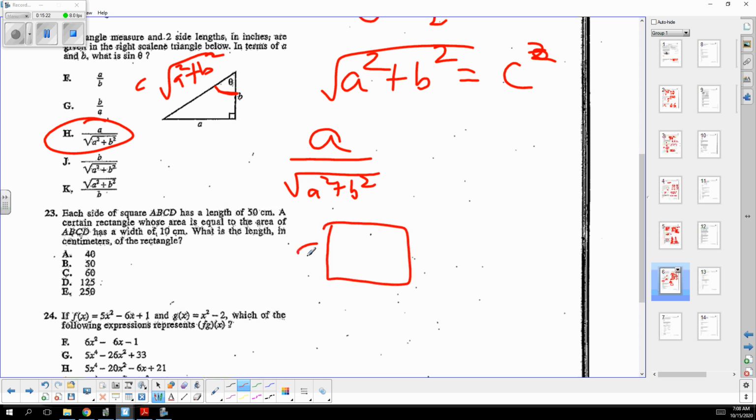We've had this one a few times. Each side of a square is 50. 50 times 50 is 2,500. And the 10 and x has to make that, so the other side of the rectangle is 250.